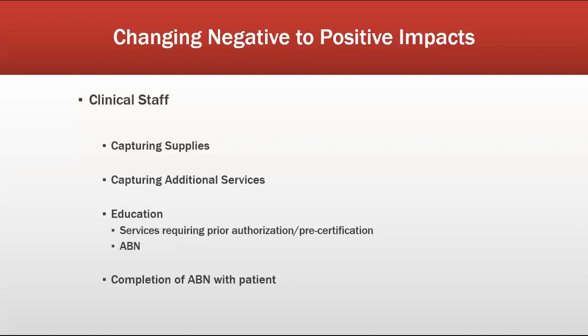The patient on those advanced beneficiary notices has the right to say, I understand it may not be covered. I want you to go ahead and try to bill it. Or, I understand it won't be covered, but I still want it. Or, I understand it's not covered and I don't want it. So they have to make that choice. They need to sign off on that.